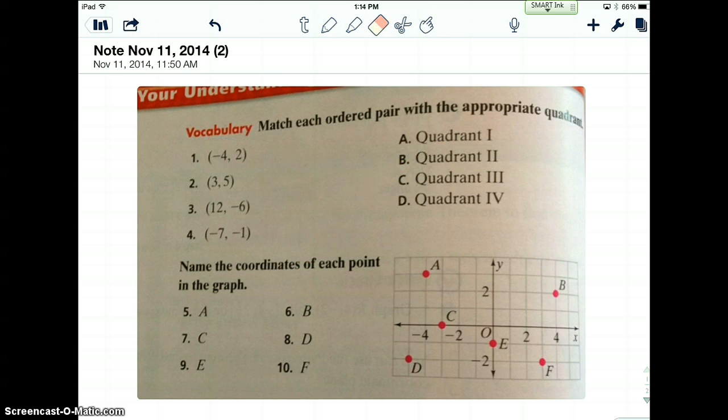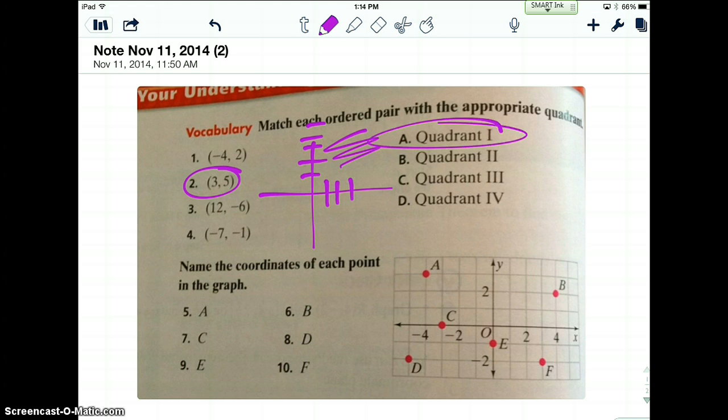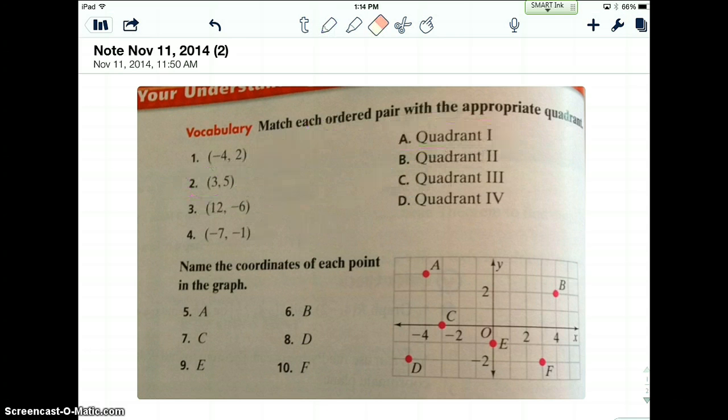Okay, let's try another one. 3, 5, where would that exist on the Cartesian plane? I'd go right 3 because it's positive, and up 5. So it exists in quadrant 1. Okay, let's try this one. 12, negative 6, where does that go? I'd go right 12 and down 6. So that exists in quadrant 4. And then I have the ordered pair negative 7, negative 1, meaning from the origin I'm going to go left 7 and down 1, which leaves me in quadrant 3.